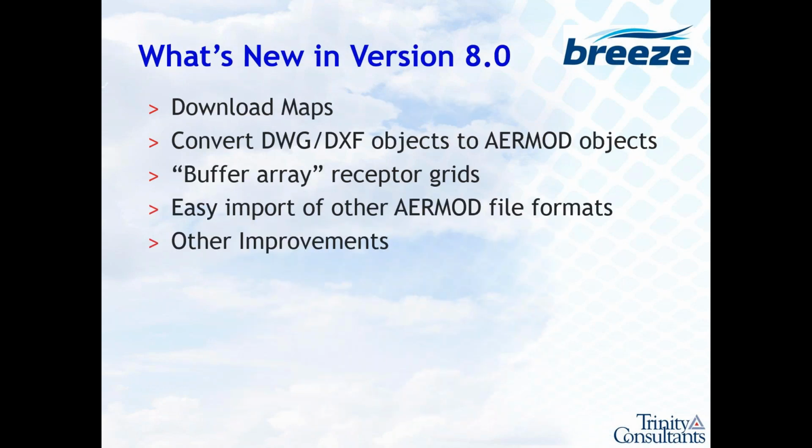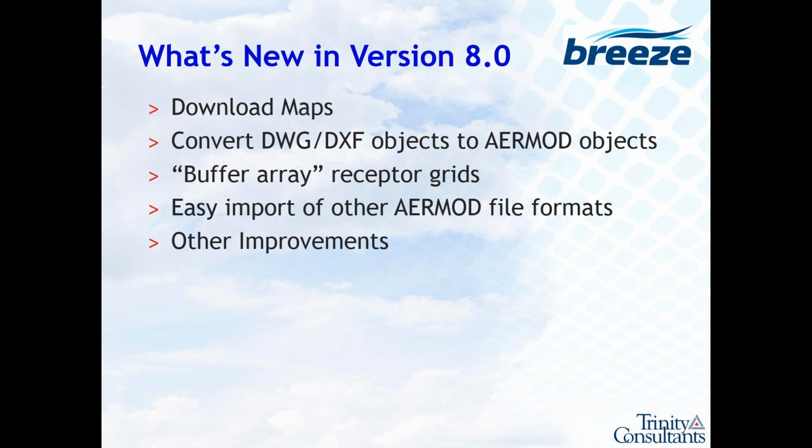So just a summary list of what's new in version 8.0, the things that we're going to go through here. A new download maps feature, a feature that converts DWG or DXF AutoCAD file objects to AERMOD objects, the ability to create buffer array receptor grids, which I'll explain what that means, and tools to more easily import other AERMOD file formats into BREEZE AERMOD. Then we'll also touch on a number of other improvements as well.